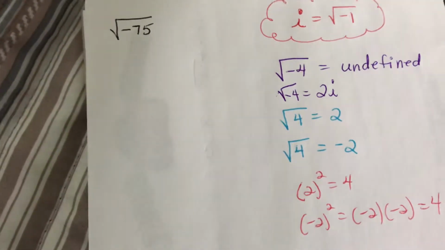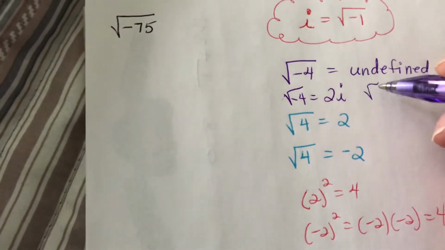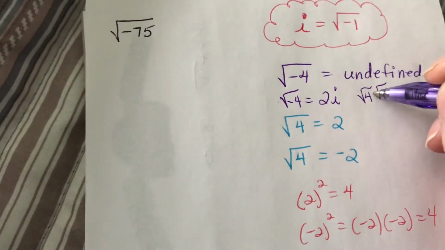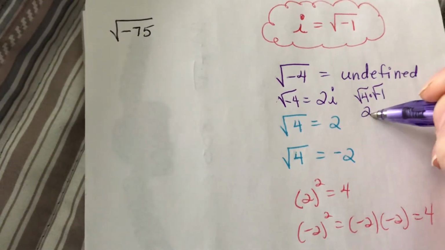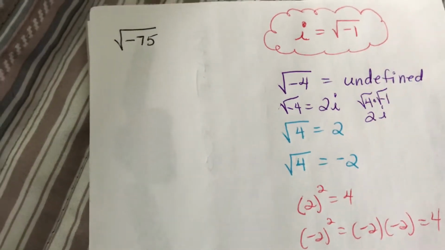Because you're going to break it down. You're going to break down the square root of negative 4. You actually break it down to be the square root of 4 times the square root of negative 1. The square root of 4 is 2. The square root of negative 1 is i. And there's your 2i.